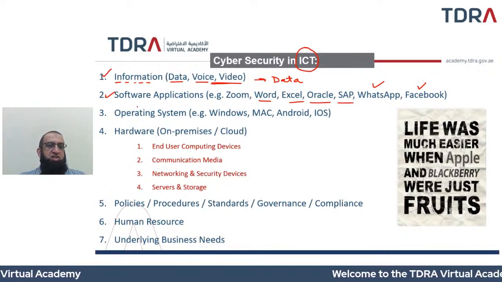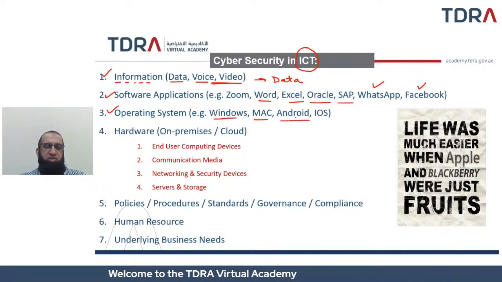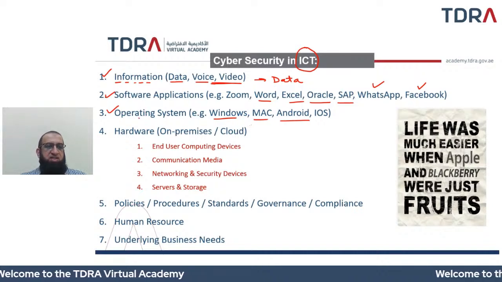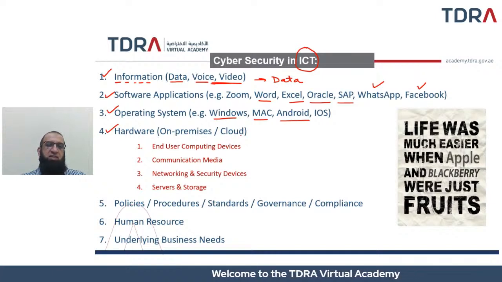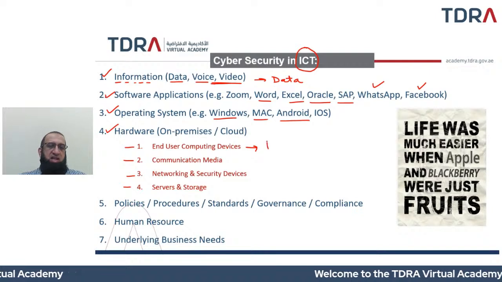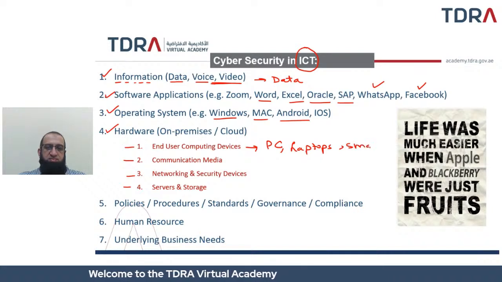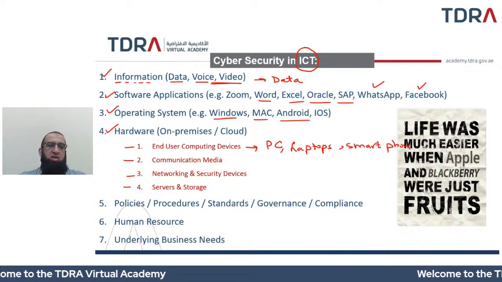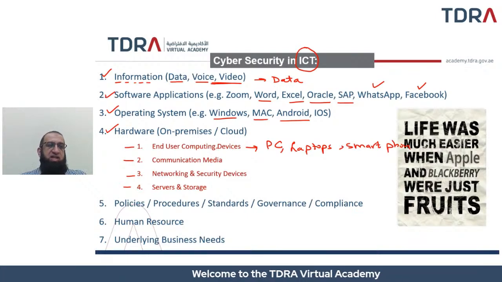Now, these software applications need an operating system, right? It can be Windows or Mac or Android for any of the smart machines. Now, these operating systems further need some hardware. This hardware can be on premises or it can be on cloud. Hardware is further categorized into four important categories. First, the end computing devices like PCs, laptops or smartphones. So these are all the end computing devices, right? Remember, we use these devices to get information through an operating system, through some software applications.